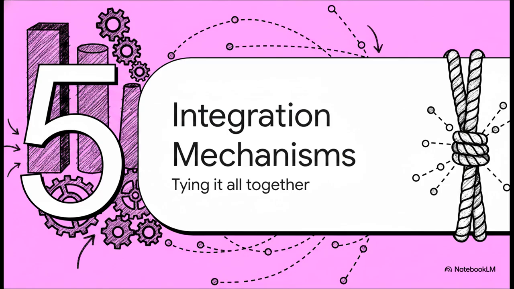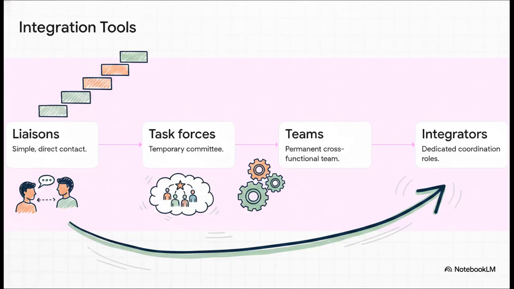And finally, Part 5, Integrating Mechanisms. The big takeaway for this section is that your coordination tools literally have to scale up as your organizational complexity increases. You walk up this ladder of escalating complexity based on how severe your communication barriers are. If the problem is super simple, you might just use a liaison role, one person from marketing casually talking to one person from R&D. If it's a bit more complex, you form a task force, a temporary committee. If it's an ongoing, highly complex issue, you build permanent cross-functional teams. And if the organization is just massively complex, you actually create entirely new integrating roles and departments whose single, solitary job is just to coordinate everyone else.